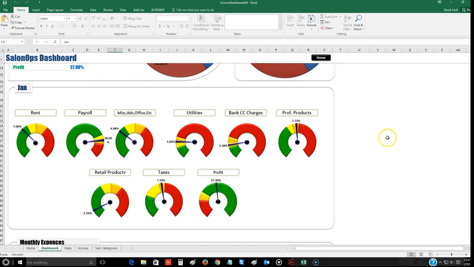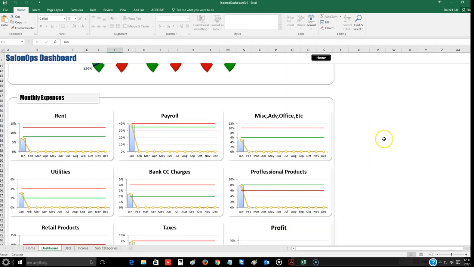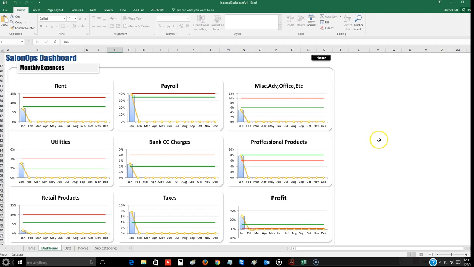And we jump down here. These are your monthly expenses. What these do, they give you a 12-month running average. And they have a simple green bar and a red bar. You want to be below the green bar. Well, really, you want to be below the red bar. If you're over the red bar, you know that column or that category is a problem. So you want to try and keep it below the red bar. If you're below the green bar, you're ideal. You're really knocking it out of the park.